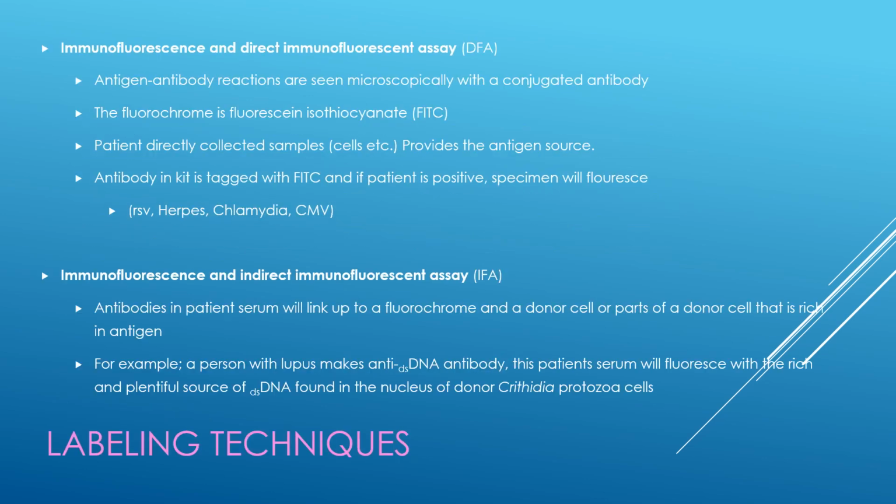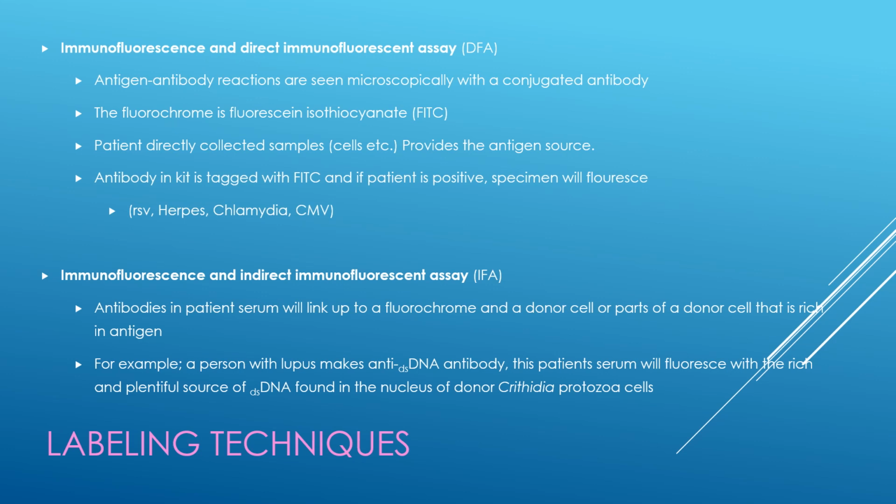There's a couple types of labeling techniques that I'm going to address here. One is called immunofluorescence and direct immunofluorescent assay. That's also known as the DFA. And then we have immunofluorescence and indirect immunofluorescent assay, which is the IFA. In the DFA, we have antigen-antibody reactions that are seen microscopically with the conjugated antibody. The fluorochrome is fluorescein isothiocyanate, also known as FITC. The patient directly collects the samples and provides the antigen source. Some of those antigen sources could be nasopharyngeal cells like the columnar epithelial cells for RSV, genital cells or endocervical cells for the visualization of chlamydia, and those are just a few examples.